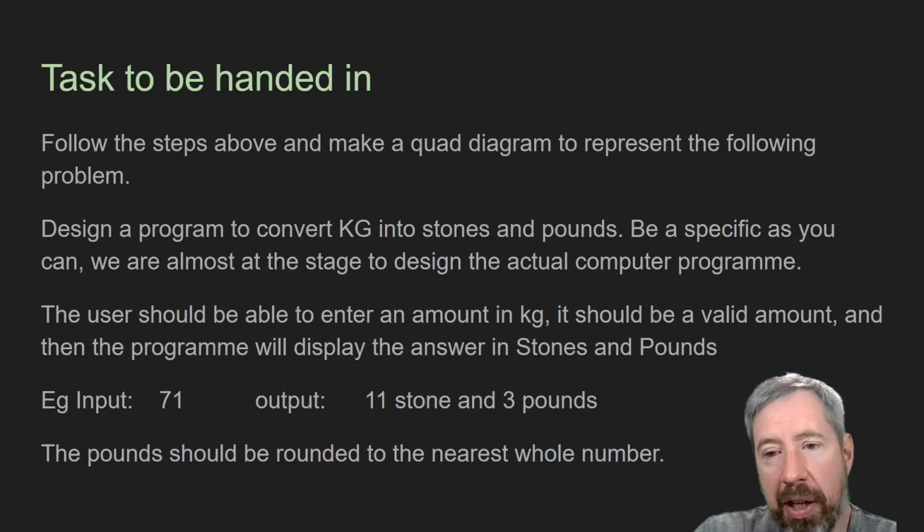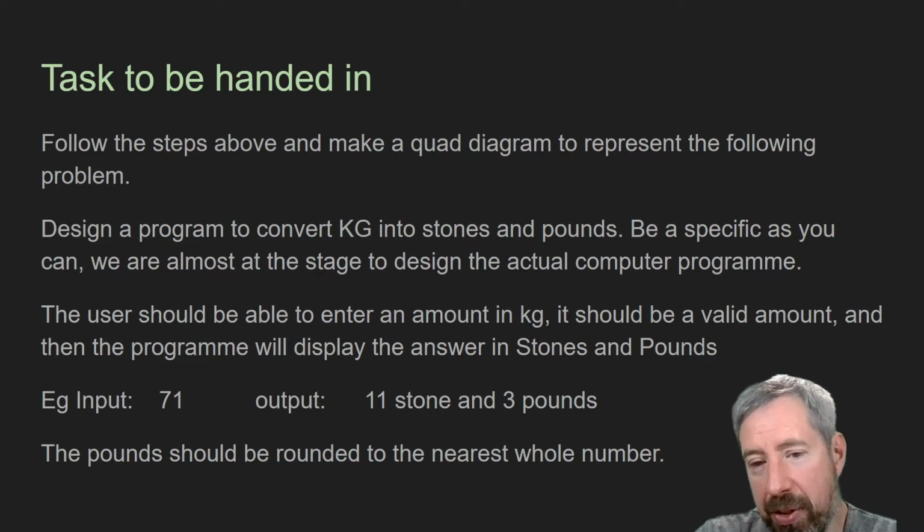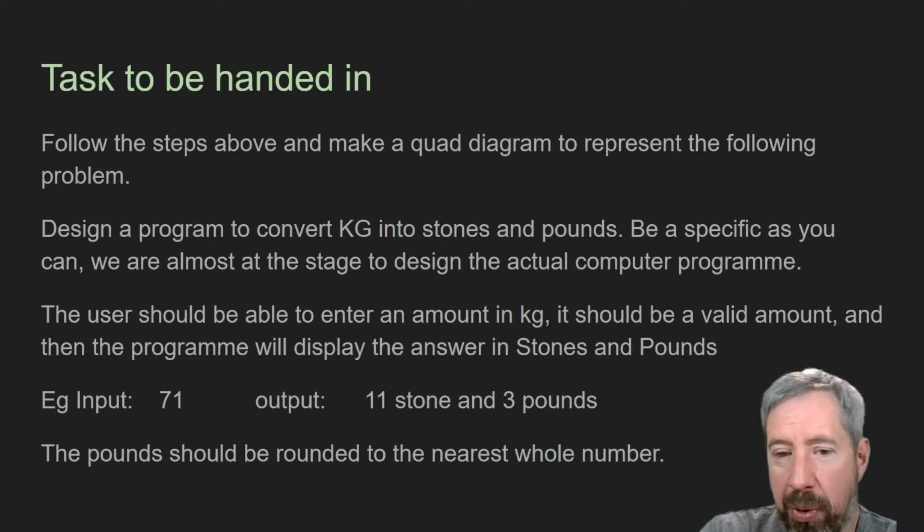So just to clarify the problem, the user should enter an amount in kilograms. It should be validated that it's a valid amount, like you can't enter a negative weight, for instance. And then the program will display the answer in stones and pounds. The pounds should be rounded to the nearest whole number. So I don't want 2.56923 whatever pounds. I want a nice, clean, simple output.